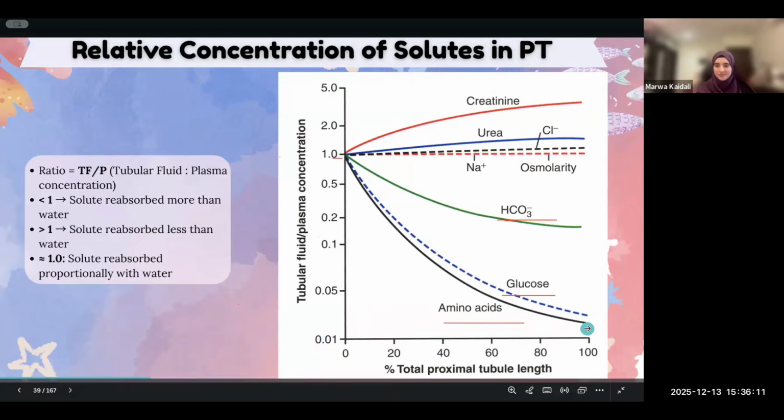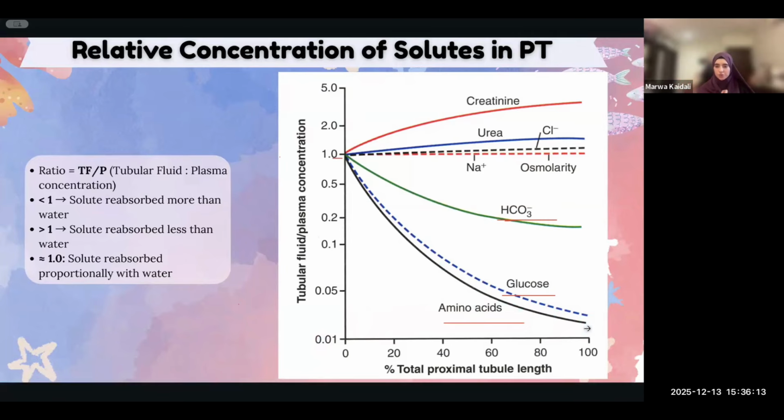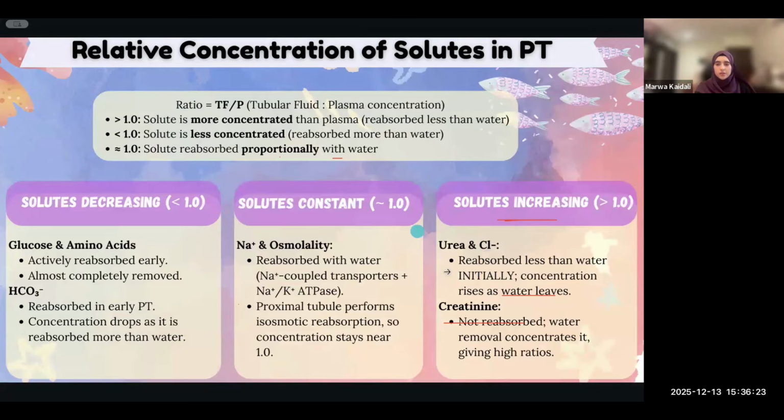Sorry, it is almost zero. Yeah, it is almost zero because almost all of it gets reabsorbed. However, bicarbonate also does get reabsorbed, but not entirely. Okay, so this is why the lines are different. So we talked about this.